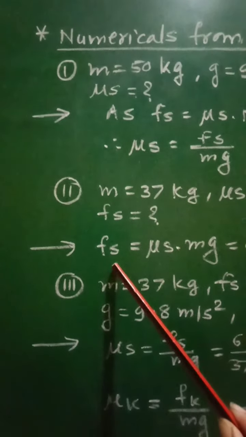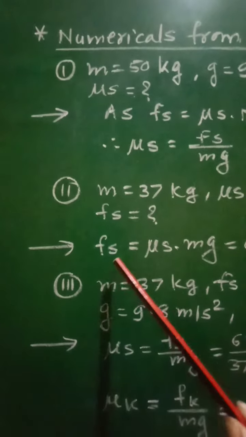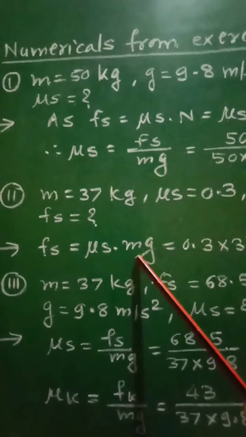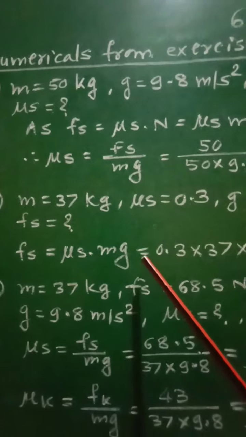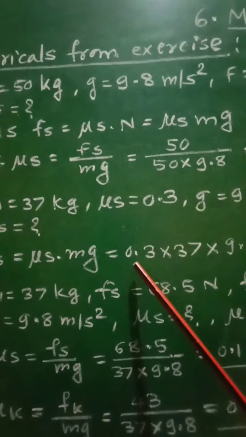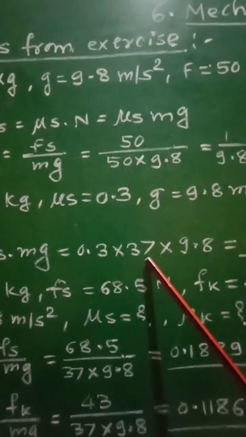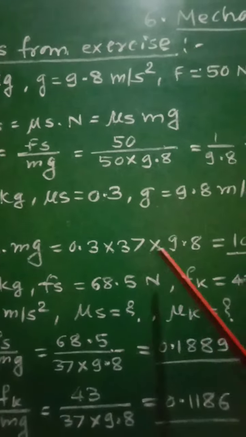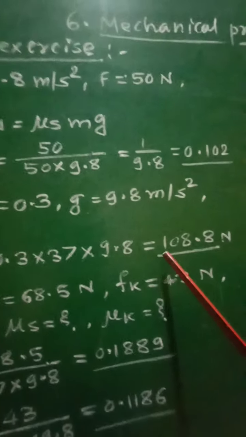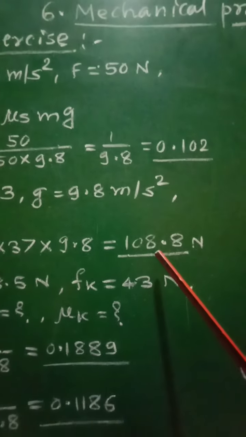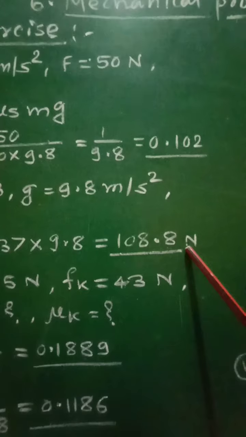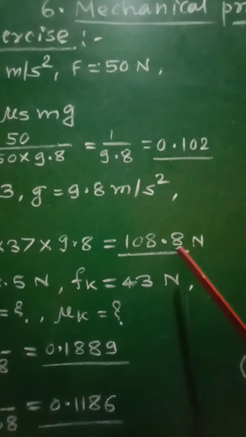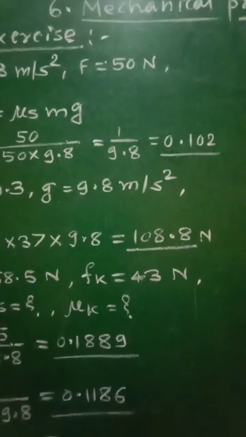Now we know the formula for force of static friction Fs equal to mu s into mg, and therefore from this we can write 0.3 into 37 into 9.8, that comes out to be 108.8 Newton, and that will be the force of static friction.